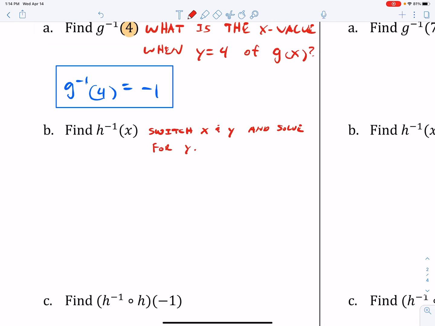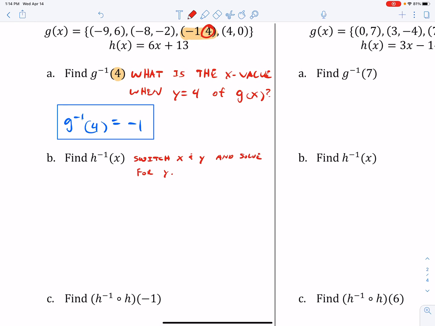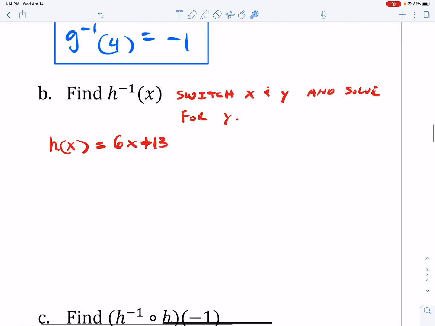So I have, and I need the top part, h of x equals 6x plus 13. And I had to zoom out because this information is given right here at the top. That's why I had to zoom out to be able to see it. Well, I want to swap out the x for the y, okay? This right here, I want to swap out and make it a y. y equals 6x plus 13, okay?